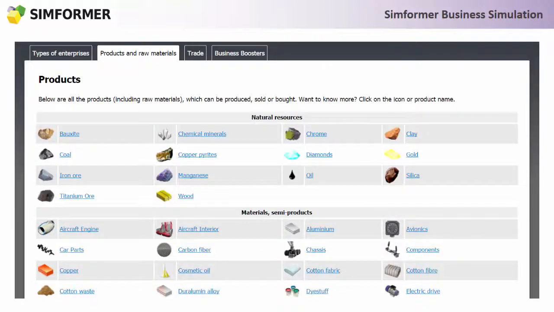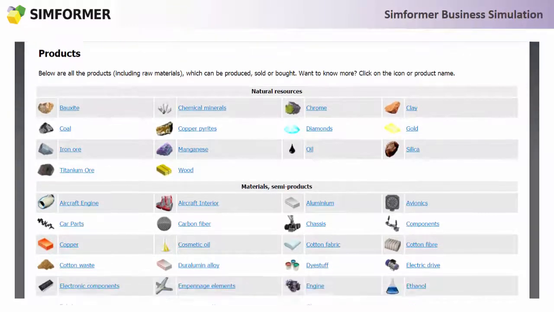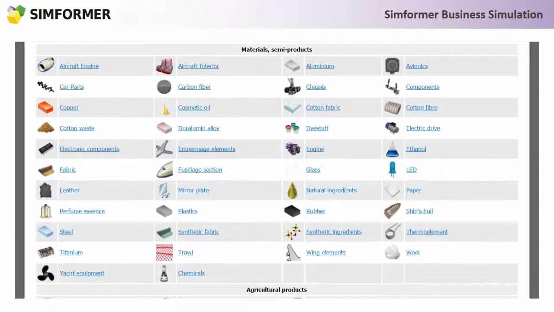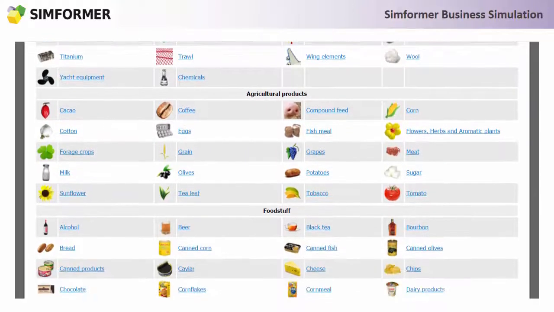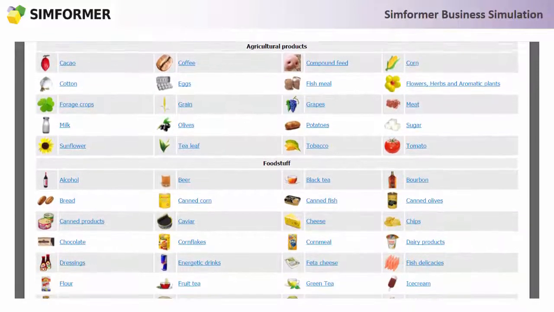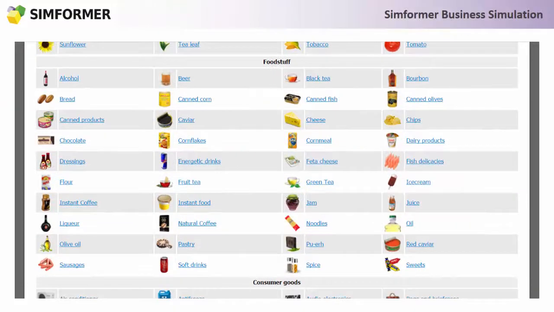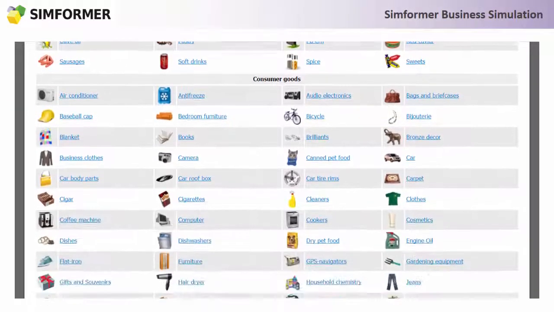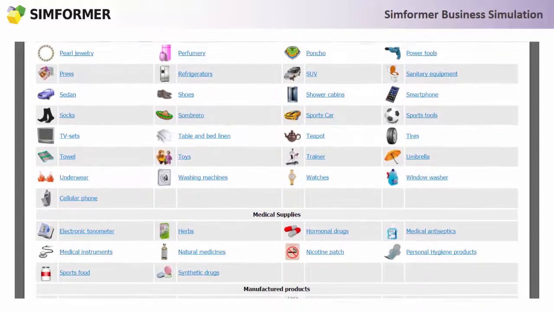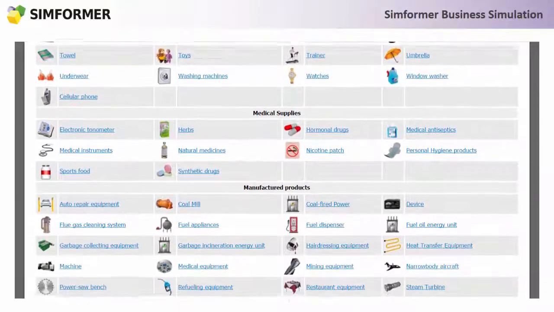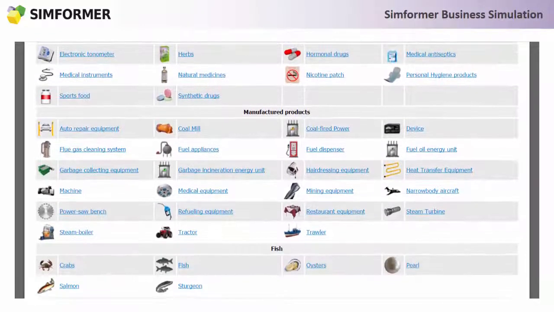We start with the raw materials or natural resources. We can excavate these, we can extract these from mines, and later on, using factories, manufacture semi-products or materials needed for other products, finished products. Agricultural products are grown in farms and also plantations. Out of them, we can produce foodstuff, also in factories. We can also produce consumer goods and also medical supplies, which then can be used for medical services, and manufactured products are the ones that are mostly used by business units to actually provide services or produce goods.